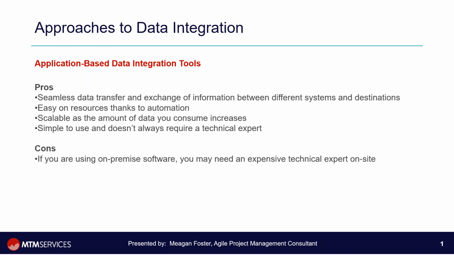integrate more cloud technology. The pros here are that you now have seamless data transfer and exchange of information between the different systems and destinations. It's also easier on resources thanks to automation. So again, compared to that manual data process, we've now fully eliminated manual data handling. And now your resources can focus on looking at the output and maintaining data governance and data quality and responding to those issues instead of having to build the actual automation solution.